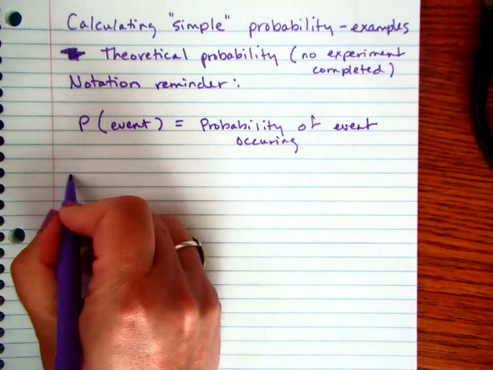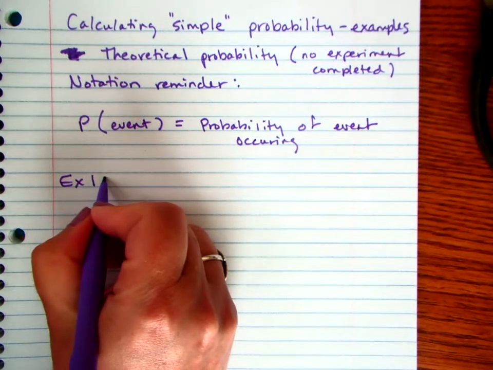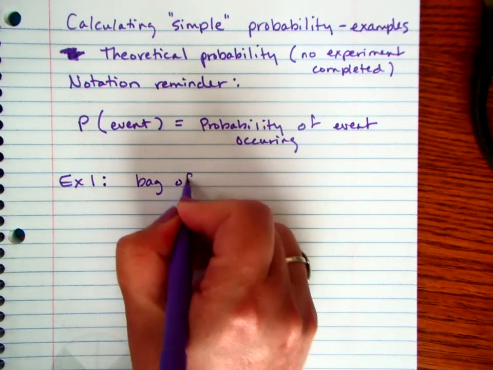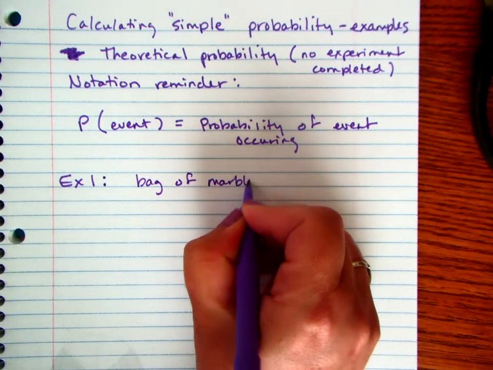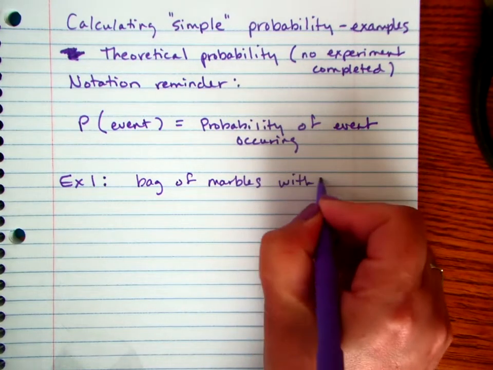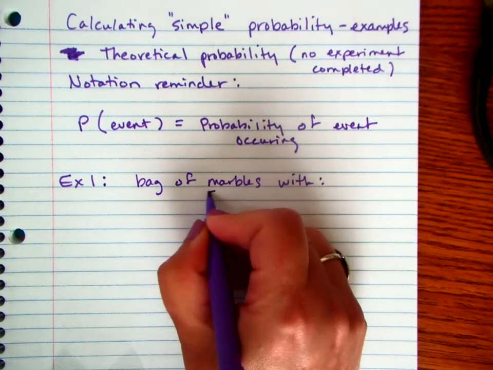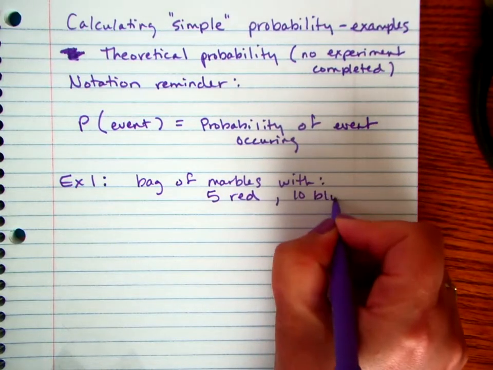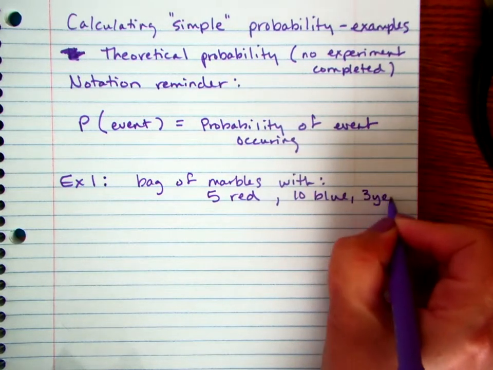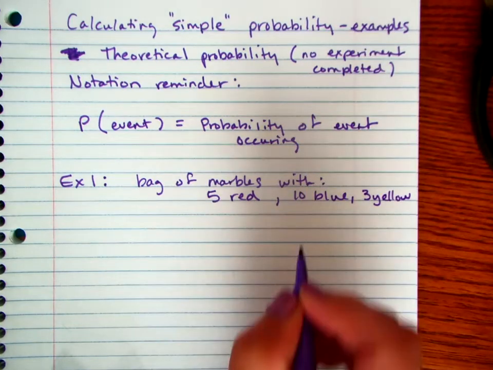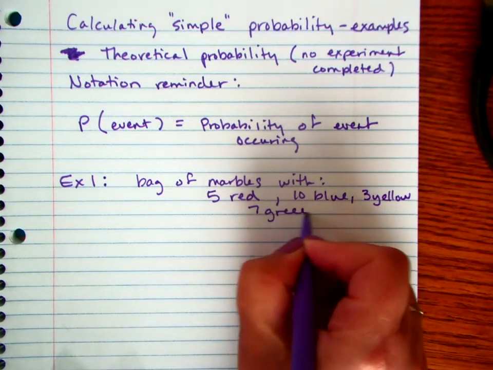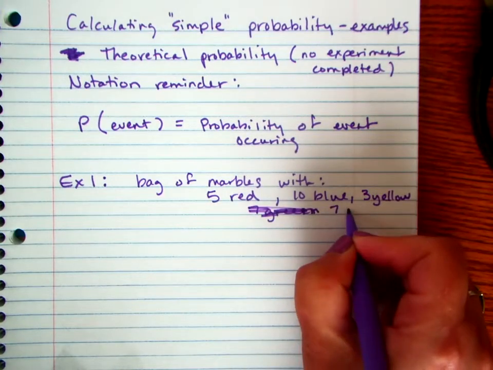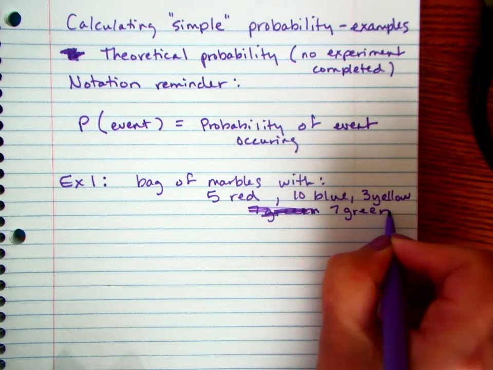So, for our first example, if we have a bag of marbles, and it has 5 red, 10 blue, 3 yellow, and 7 green marbles. Whoops. 7 green. Okay. All right.